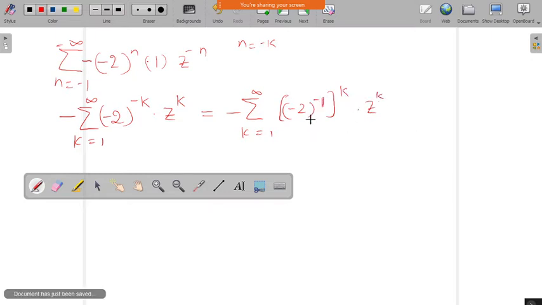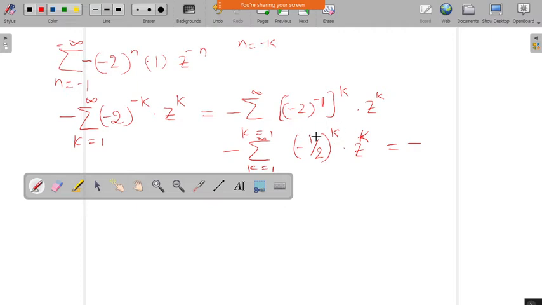so this we can write as minus 2 whole power minus 1 whole power k into z power k. If I take the inverse, this gives 1 by 2, minus 1 by 2 power k into z power k, summation k equal to 1 to infinity. In the standard form, summation n equal to 1 to infinity of alpha power n is equal to alpha by 1 minus alpha. This is the standard result.